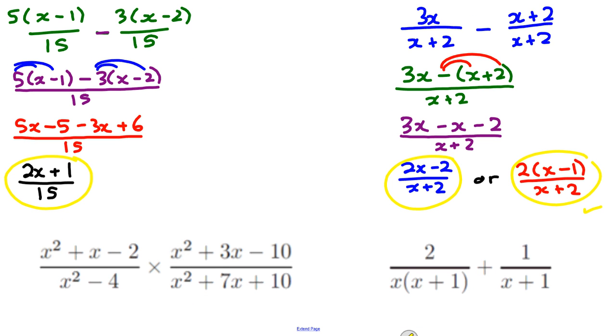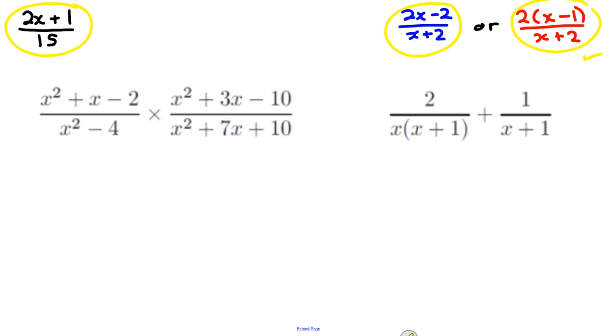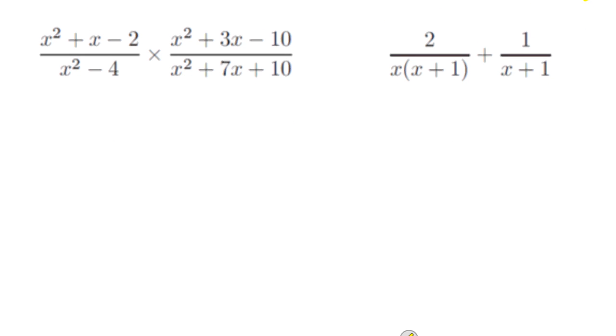Now let's continue on. Let's extend our page, and let's do these doozies. What do we have here? Oh my goodness. So we have multiplication. So it's going to be multiply the numerators, multiply the denominators. But you really probably should factorize them all first, because when you factorize them, you'll probably find you can do some cancelling down first, which is going to make your life so much easier.